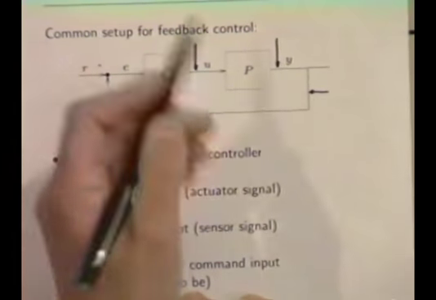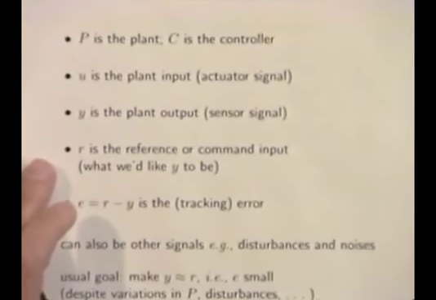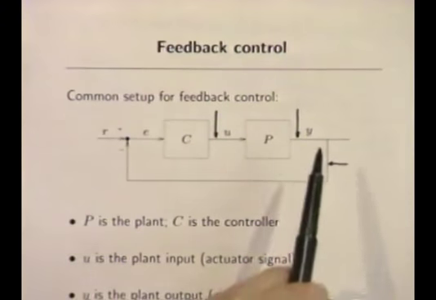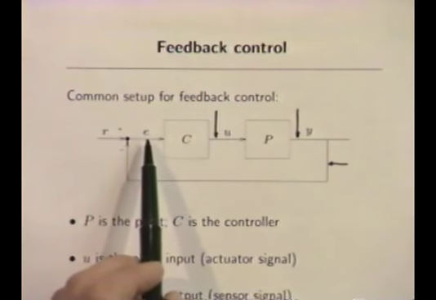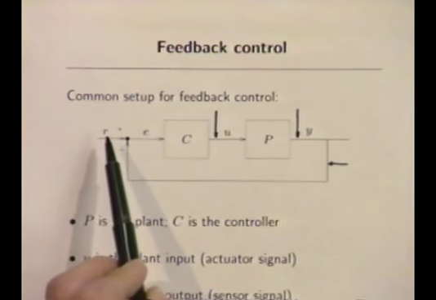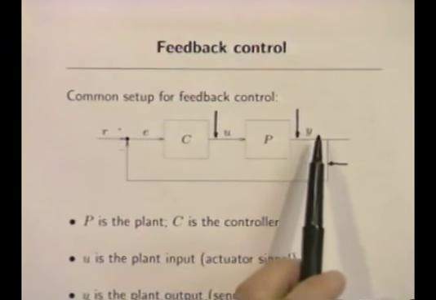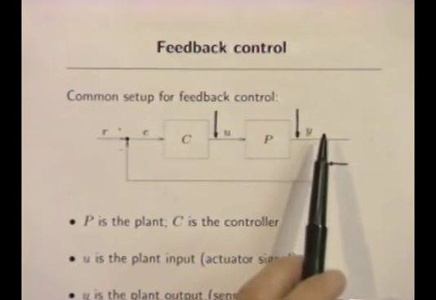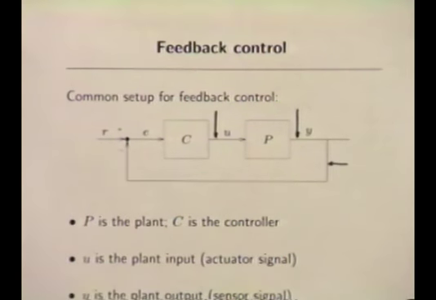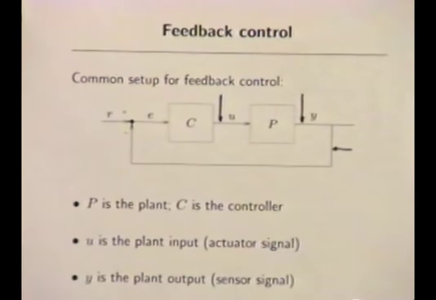So it could be much more complicated than this, but this is the basic idea. And the usual goal here is that Y should be close to R. That's the idea, that R is a command, for example, a heading or an altitude in an airplane, and Y is the actual heading or altitude. And if everything is working right, you want E, the error, as suggested by the name, of course, to be 0. That's the idea. Okay?